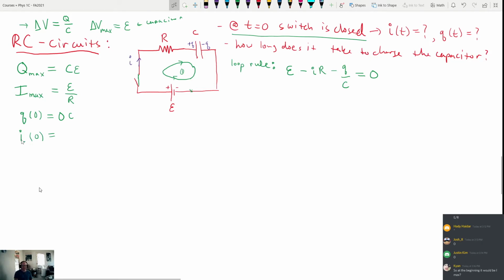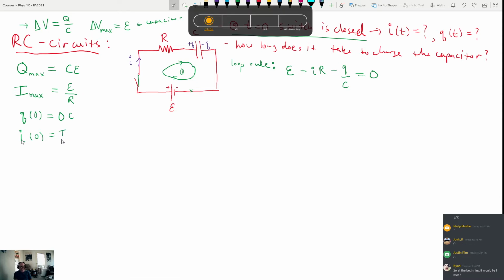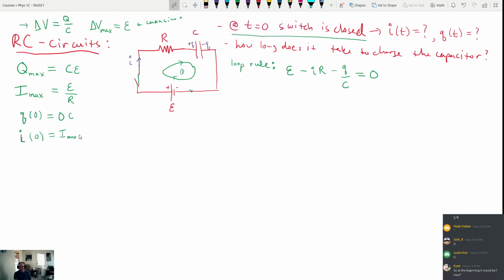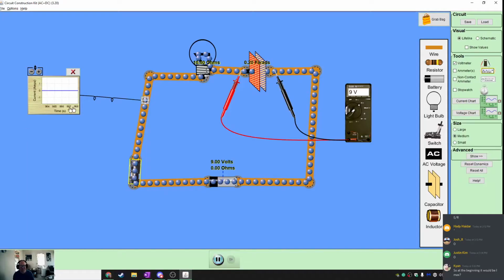Exactly. And we saw that maximum current was E over R, right? So this is I max, and that's equal to E over R. And the main reason why is because that spring, it can only... I'll just show you again.